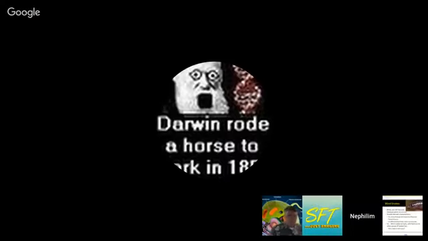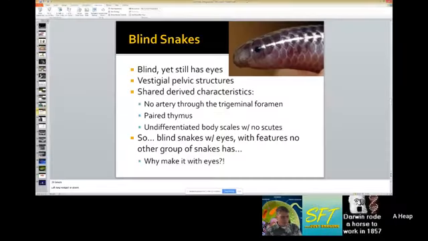Gentlemen, we have just over a minute left, about a minute and 10 seconds. So I was going to finish with this one here. The blind snakes I'd like to leave you with. It's effectively blind, but it still has the eyes of a snake that's been covered over by an opaque scale. It's got vestigial pelvic structures. It's got shared derived characteristics, so it's got things that other snakes don't have.